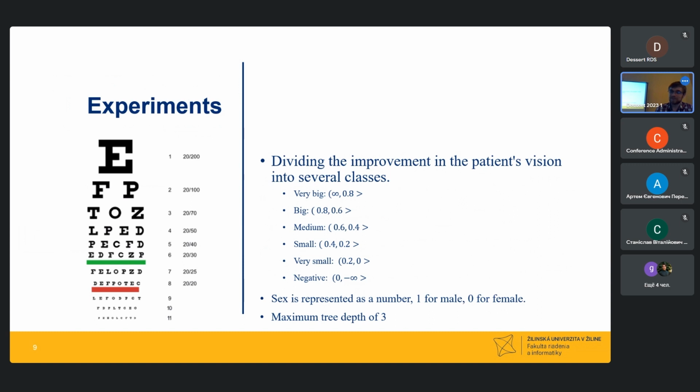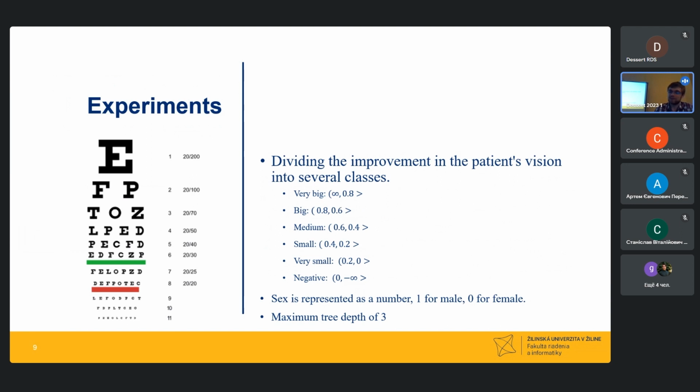And before we could start experimenting, first we need to split our data into several classes. We did splitting based on patient vision, based on improvement in patient vision, and the values were based on Snellen chart, which takes values from 0 to 1. You can also see the example of Snellen chart on the picture.